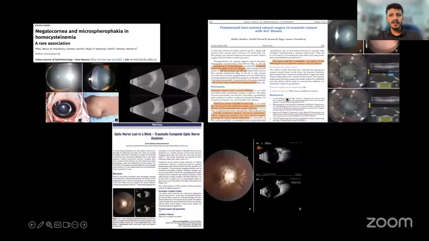And these were three other ophthalmic images and photo essays: megalocornea and microspherophakia in homocystinemia, megalocornea being a rare association, then flax in traumatic cataract with ALC fibrosis, showing a very well documented case. Then this was published very recently in JOSR, traumatic complete optic nerve avulsion, which we gave a unique title of optic nerve lost in a blink.